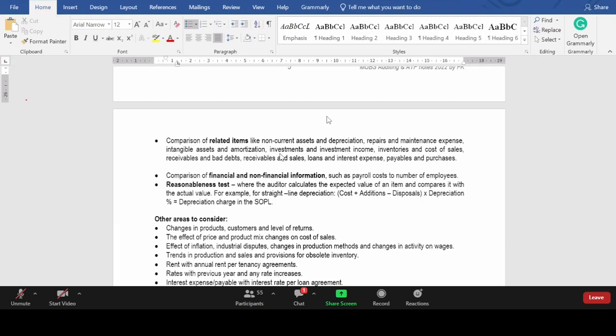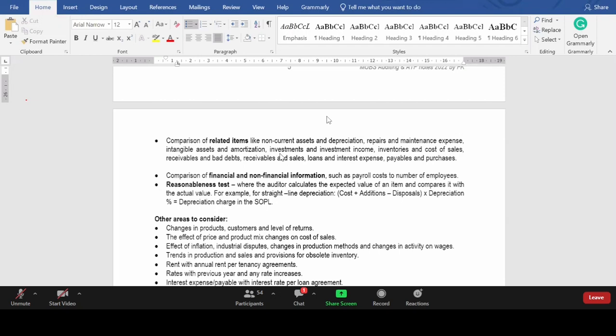We're going to look at the repairs and maintenance expenses, for example, for the current year and the previous year. How much did they spend on repairs previous year, current year? If it is just increasing, then there's a problem, and many others. So you can also compare financial information and non-financial information.